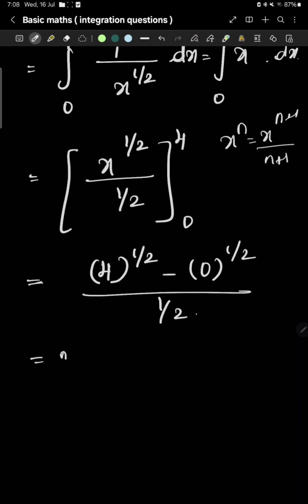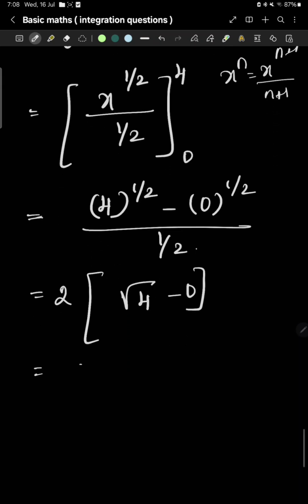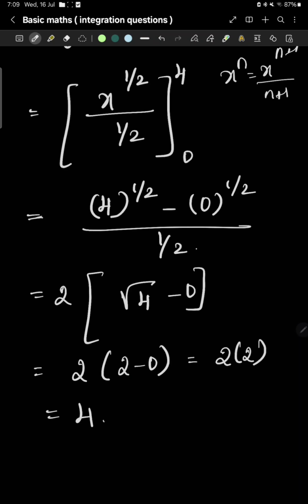So I can rearrange it. This 2 will come up in the numerator. It will be root 4 minus 0. Root 4 is 2. 2 minus 0 is finally 2. So 2 into 2, finally I will get the answer 4.